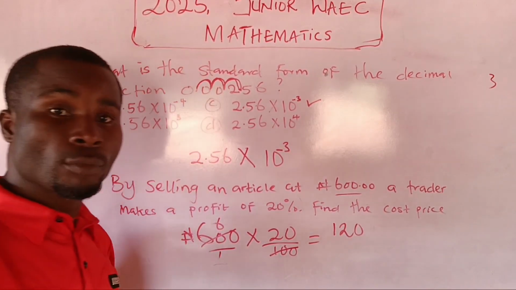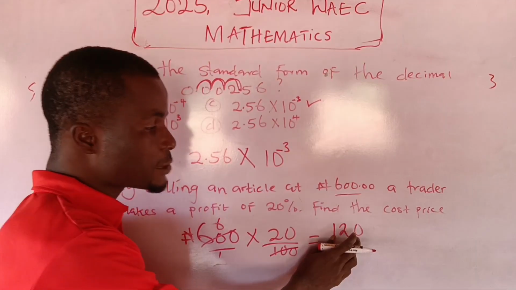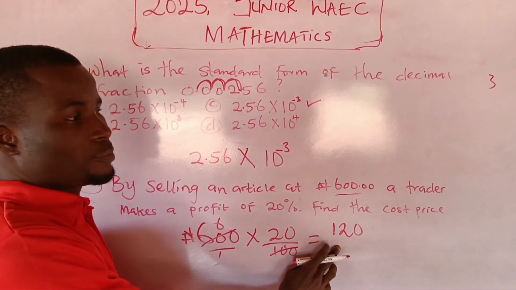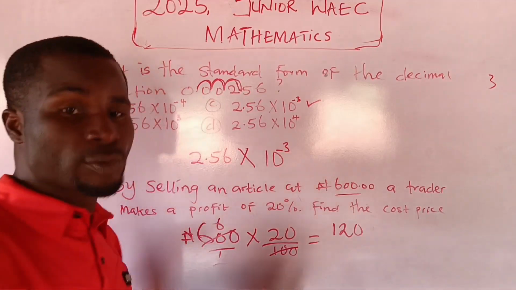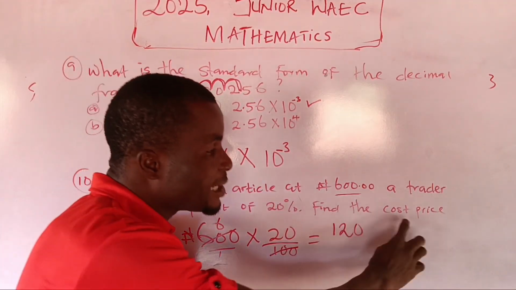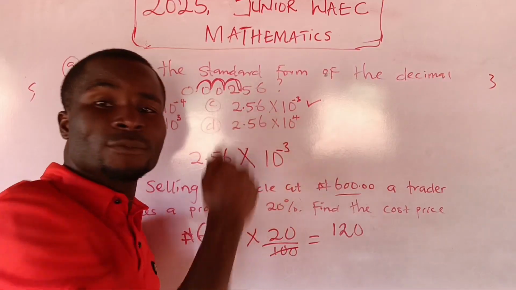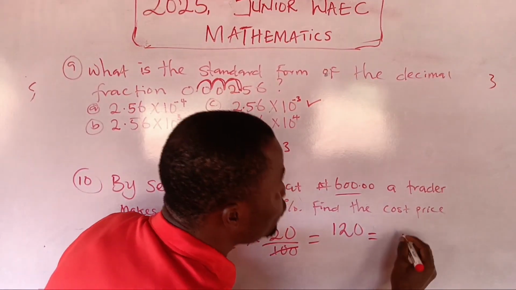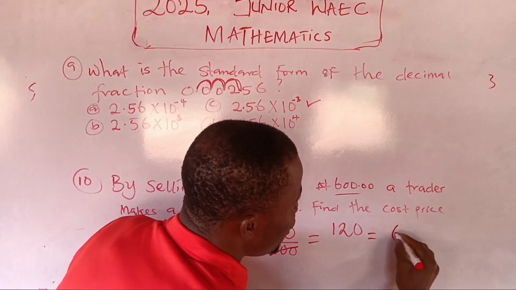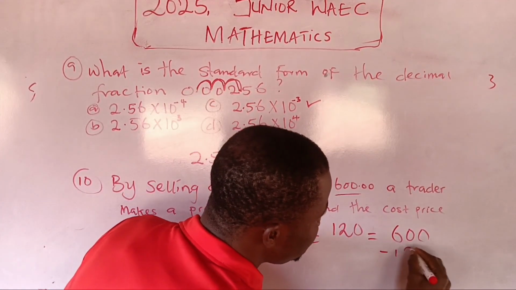120. So that is the profit. Now, having gotten the profit made by selling an article of 600 naira, you subtract, because what they want us to do now is to find the cost price. So you subtract this profit from the selling price. So what do you have here? You write 600 naira minus 120.